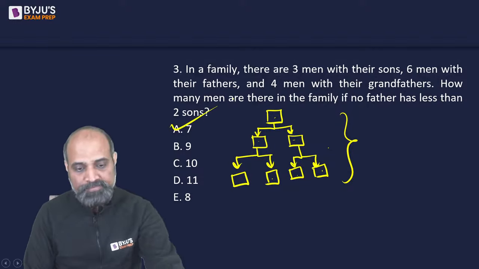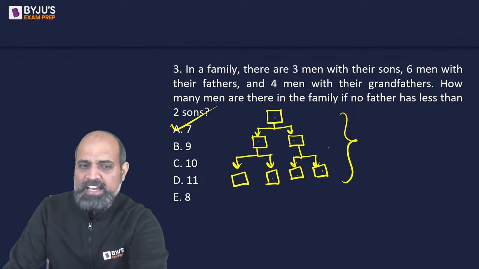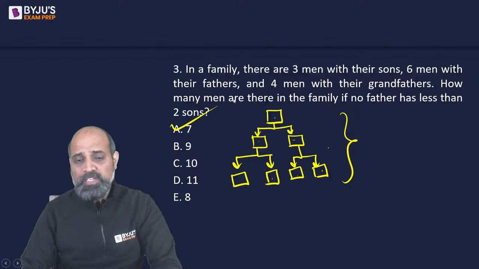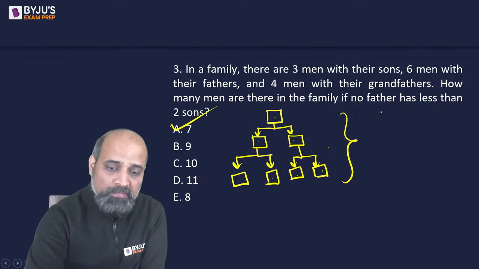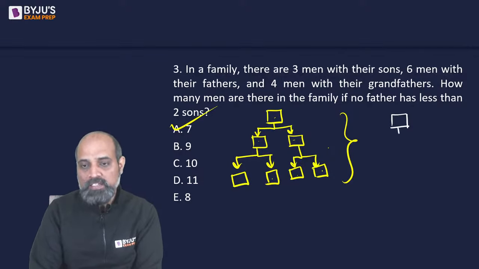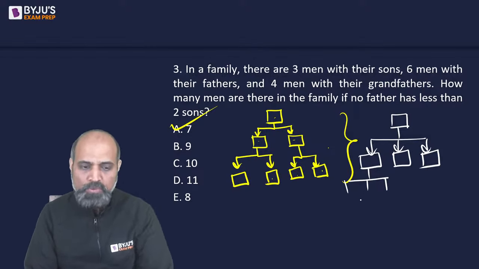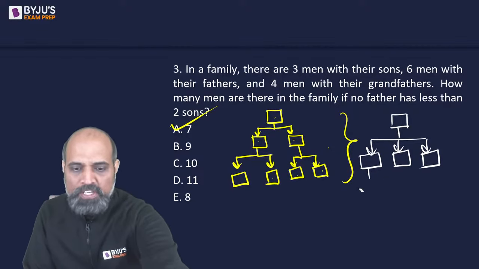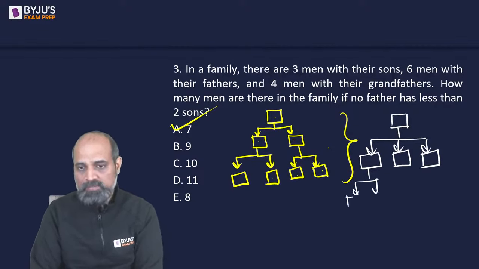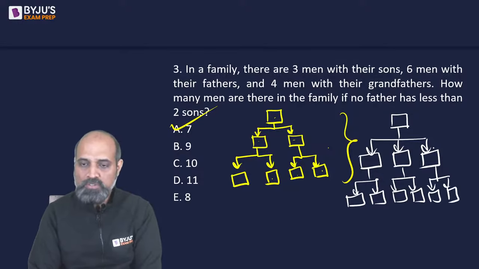Seven? D. Why do we need 11 people? And if you are going to draw the 11 people category, you would have made something like this. Maybe, I don't know, I can't see what you have drawn. So I'm saying this is one, and suppose they have three. And if each one has two sons, I doubt that this is going to be 11.